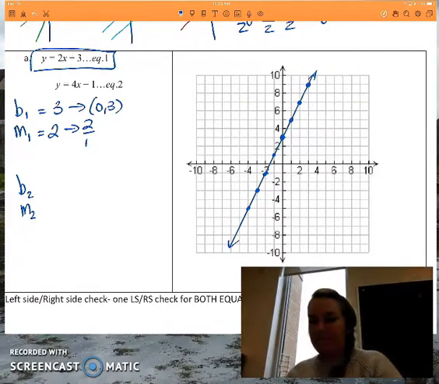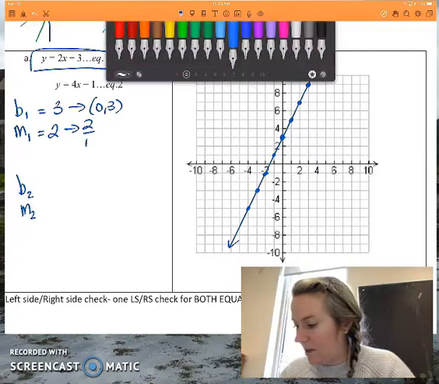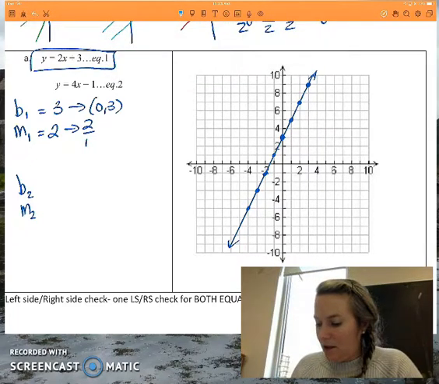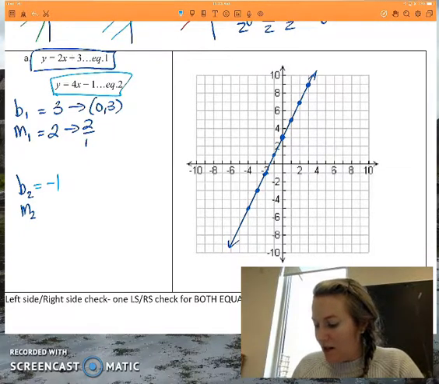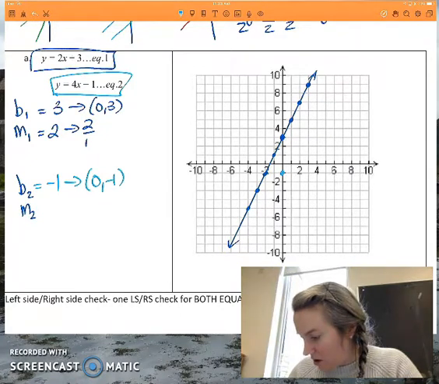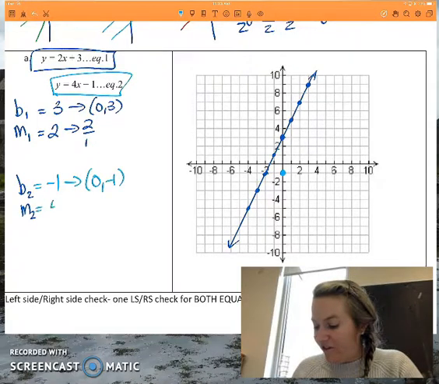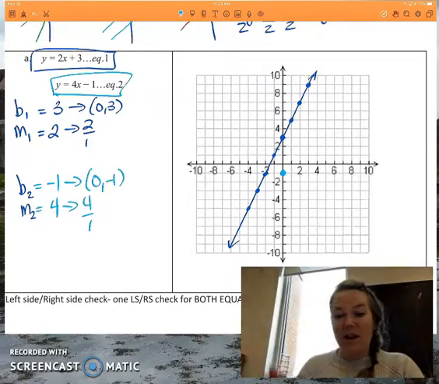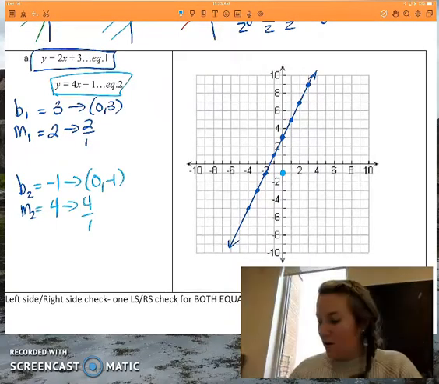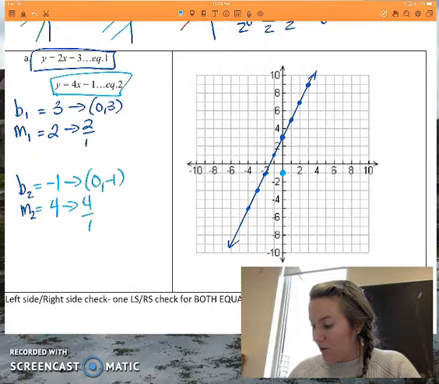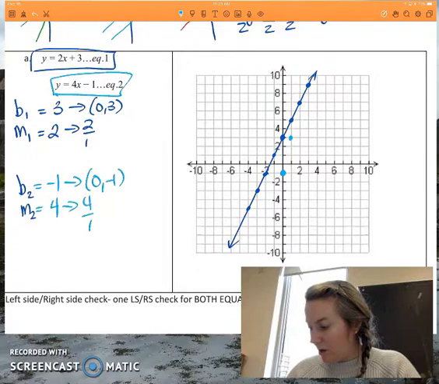There we go. One done. Let's pick another color, do light blue. So this is equation 2. B value is -1, which means I have 0, -1. I'm going to put that on there, right there, 0, -1. My slope is 4, which is the same as 4 over 1. It's still positive, so my line's still going to go up. So I'm going to go up 4, 1, 2, 3, 4, and right 1. Up 1, 2, 3, 4, and right 1.